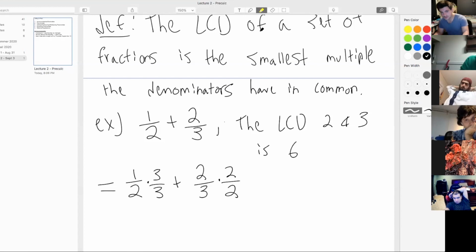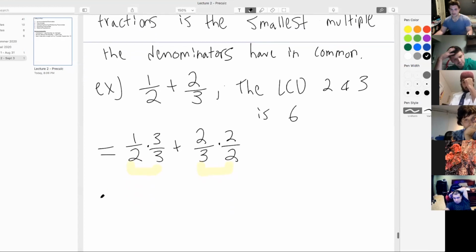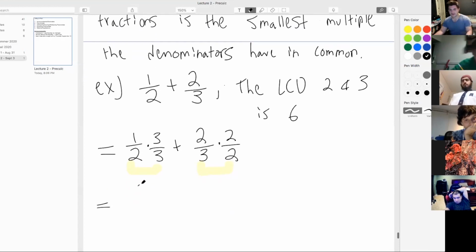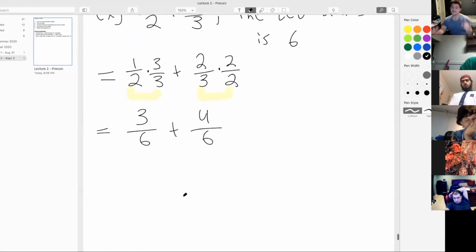And how did I get those numbers? Well, I need to figure out what I need to multiply 2 by to get 6, and 3 does the job. Similarly, I need to figure out what to multiply 3 by to get 6, and 2 does the job. So the first fraction is 3 over 6, the second fraction is 4 over 6, and now since they have the same denominator, I can just add the numerators. This will just be 7 over 6. That's just a review of adding fractions.